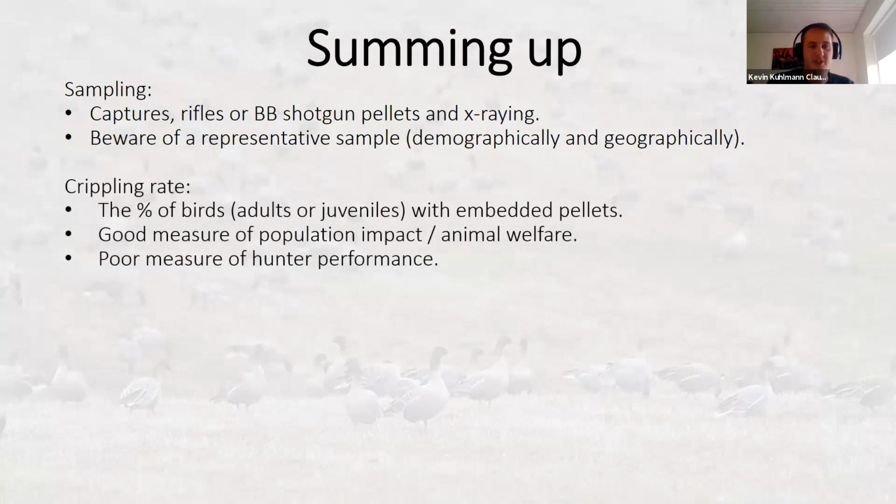It's then very easy to express the crippling rate as the percentage of birds with embedded pellets. And we can also say that this is a good measure of population impacts. It tells you something about how many birds out there, or the proportion of birds that are affected by this. It is, however, a poor measure of hunter performance, simply because it's so reliant on how much hunting is taking place.